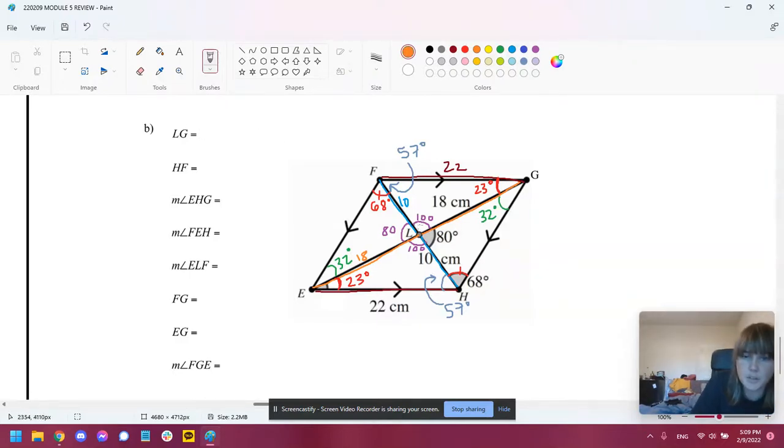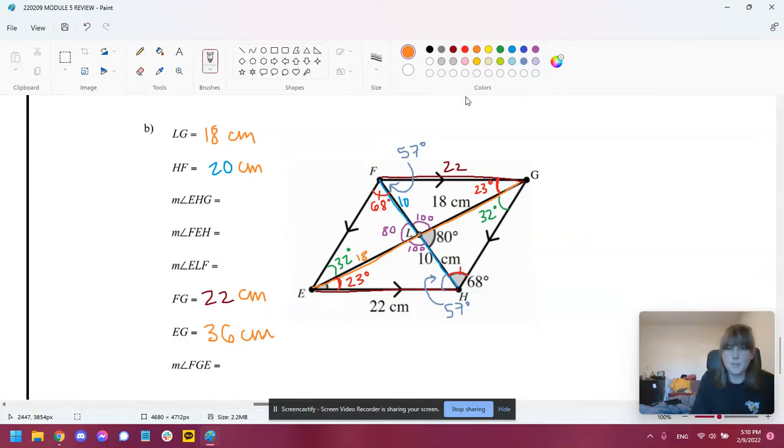I do sides first. So L to G is 18. They actually gave us that one. H to F is this entire thing, which is 10 plus 10, because this one's 10 and this one's 10. Okay. F to G right here is 22. Then E to G is 18 plus 18 is 36. Again, if I wanted full points, and to feel good about being totally right, I would put in my units.